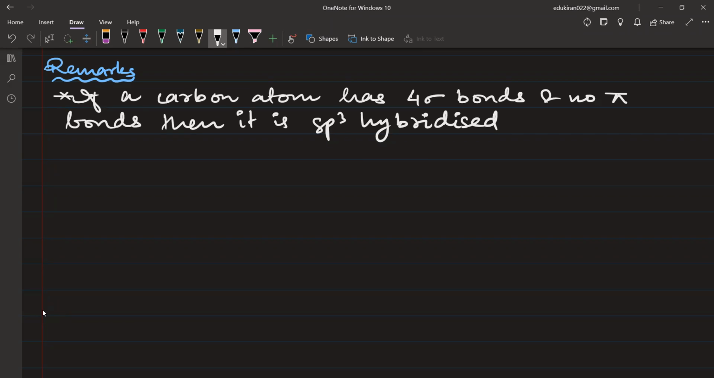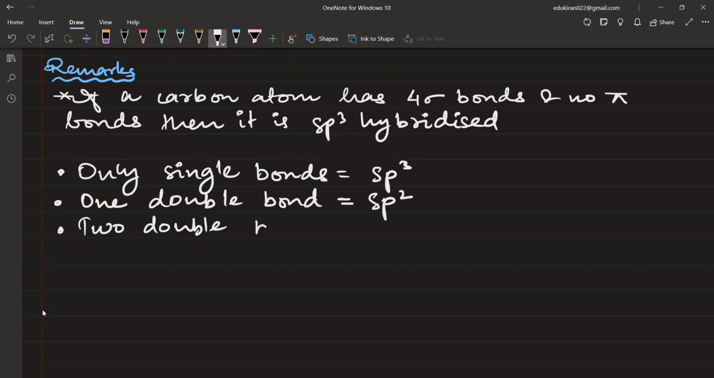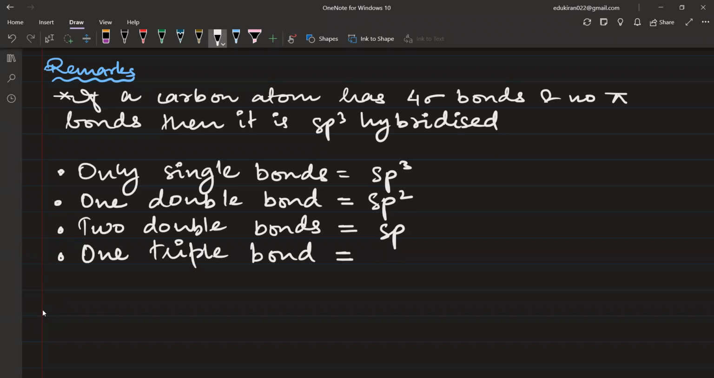That means dekhiye yahan se fir hum ek chhota sa table bana de rahe hain aap logo ko. If you see a carbon atom with only single bonds, then it is going to be always sp3. If a carbon atom has one double bond, then it is going to be what? sp2. If a carbon atom has two double bonds, then it is going to be sp. If it is going to have one triple bond, then it is going to be what? sp.